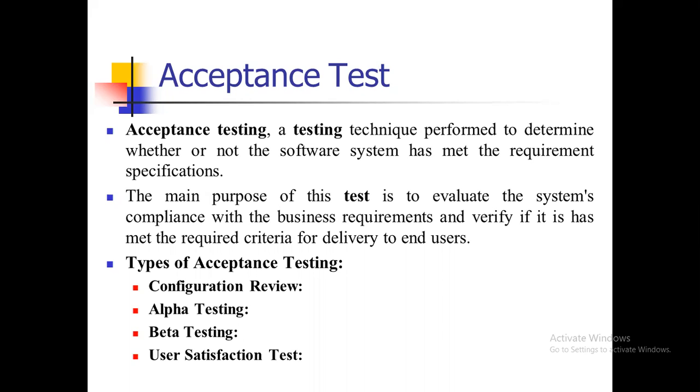And the fourth type is the user satisfaction test. This is one of the user acceptance kinds of tests. In this test, it is checked whether the user is satisfied with measurable parameters, such as cost and product functionality. That is the user satisfaction test. So this is all about acceptance testing, which has four types: configuration review, alpha testing, beta testing, and user satisfaction test.